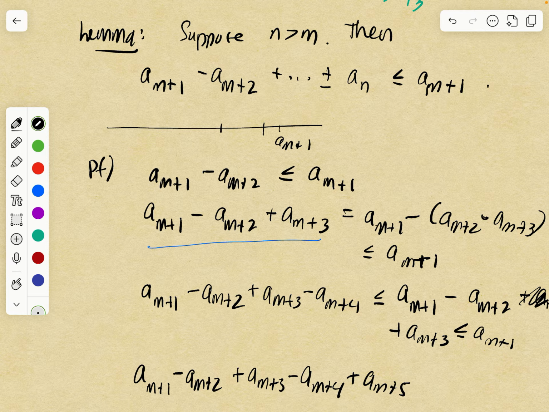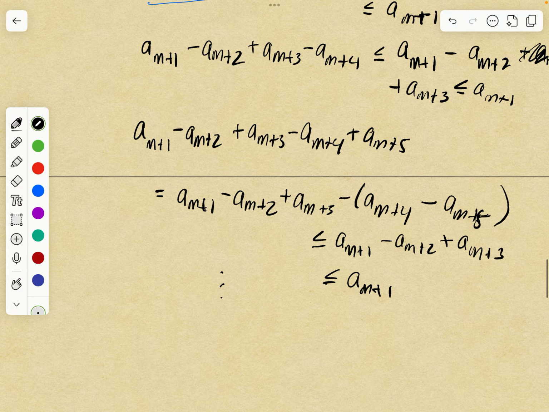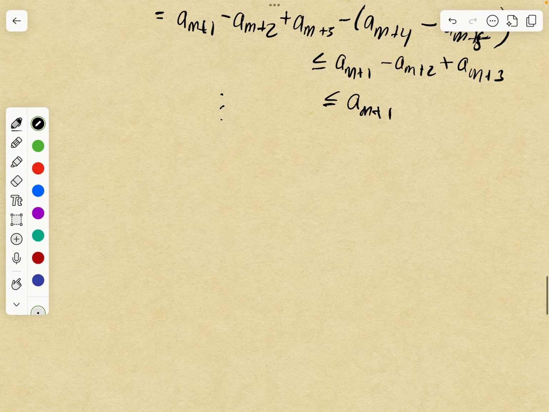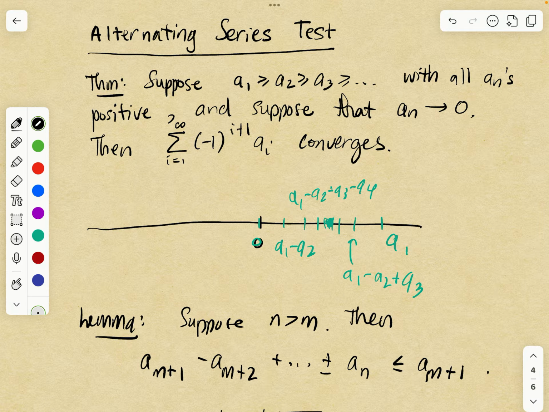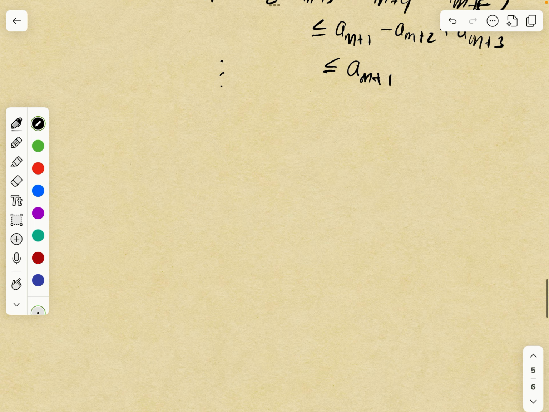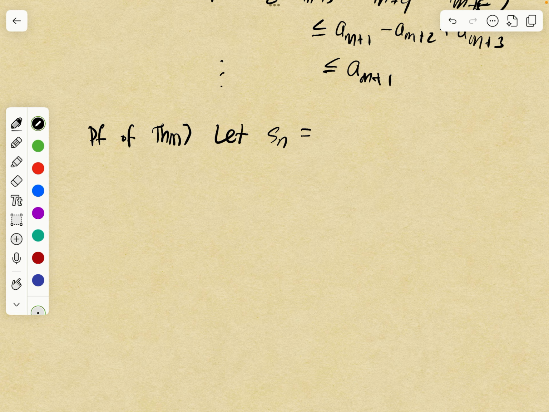So now we can go back to the proof of the theorem. Well, we want to show that the partial sums of the series converge. So we're just going to use a notation. So proof of the theorem. So let's just let S sub n be the nth partial sum.